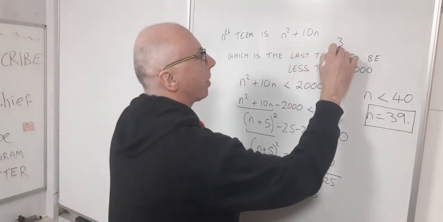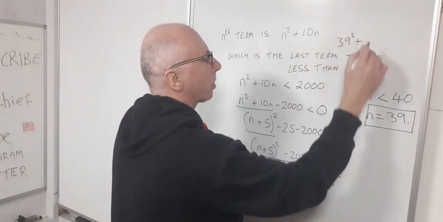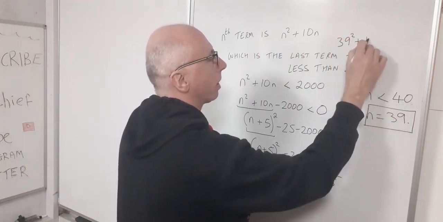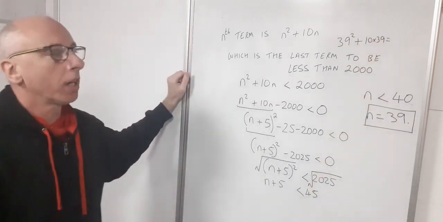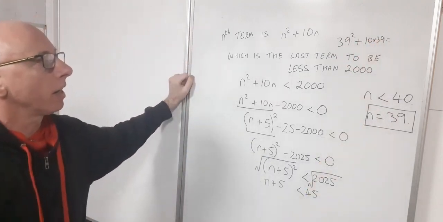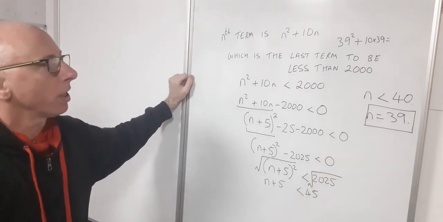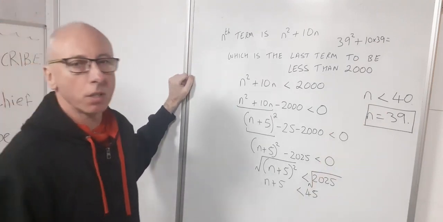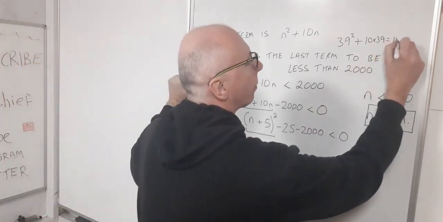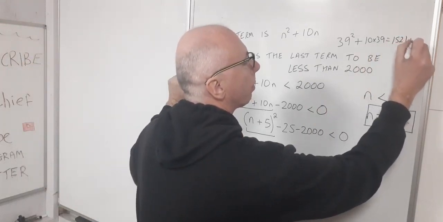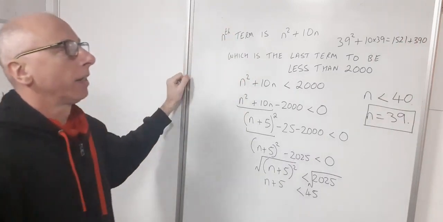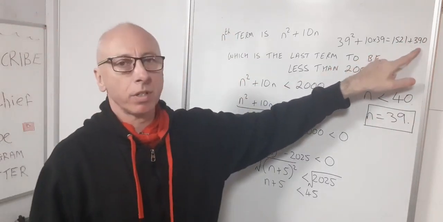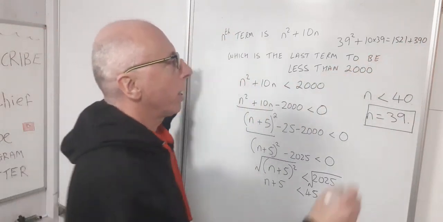So I've got 39 squared plus 10 times 39. So that will give me, well, 40 squared is 1600, so 39 squared will be 1521. So 1521 plus 390, that's going to give me 1911.